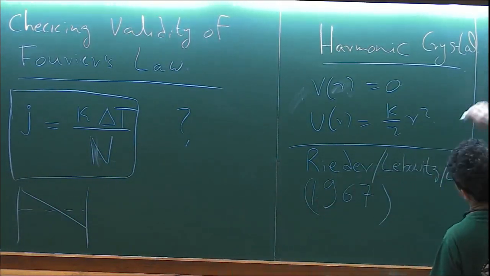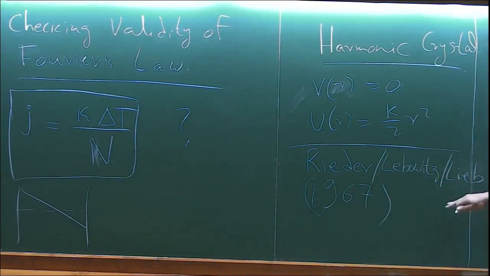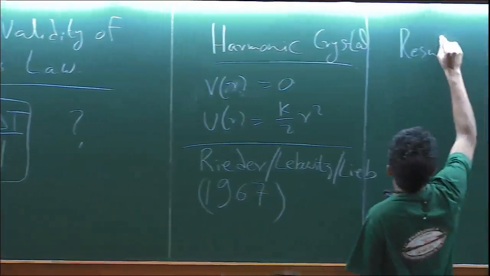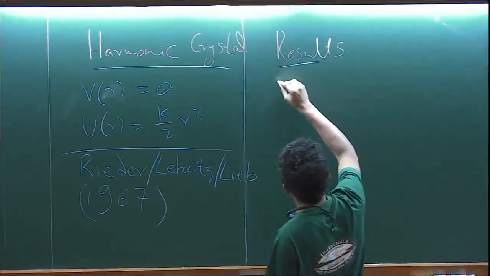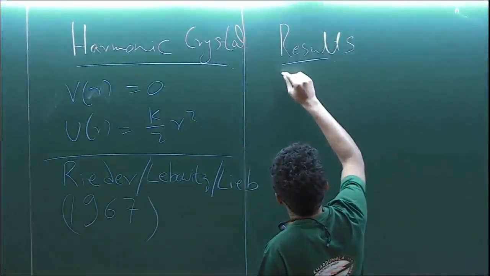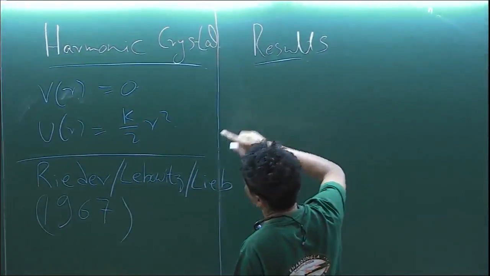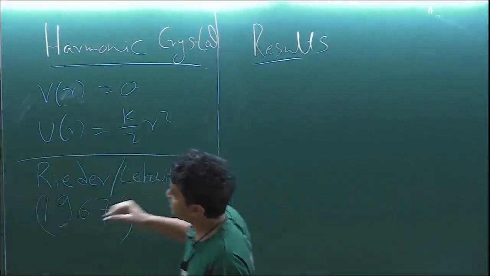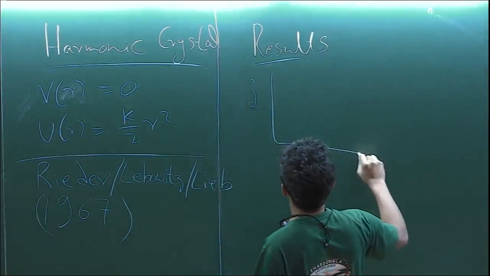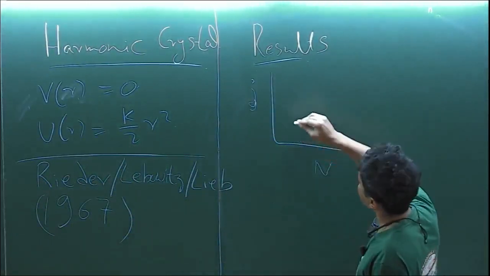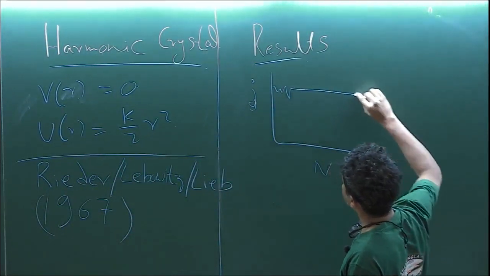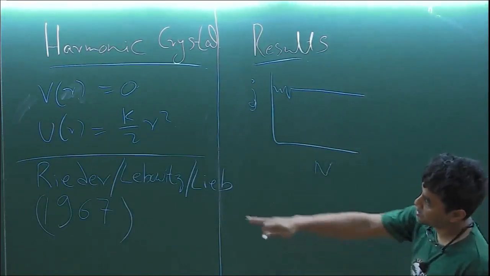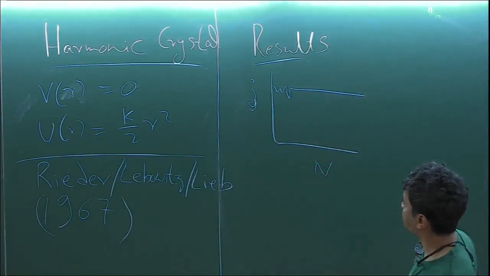I'll describe the formalism later, but I'll just state the results. What does the current as a function of system size look like? At small system size there was some dependence, but for large n it's completely independent of system size. So there's no 1 by n decay, it's just completely independent of system size.